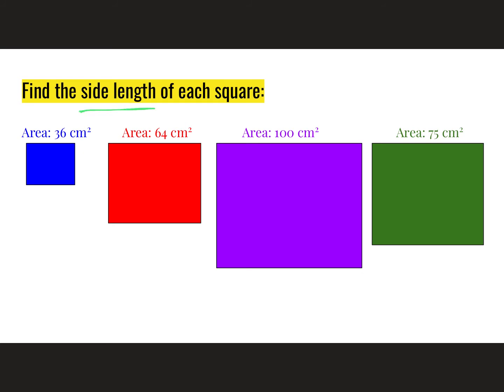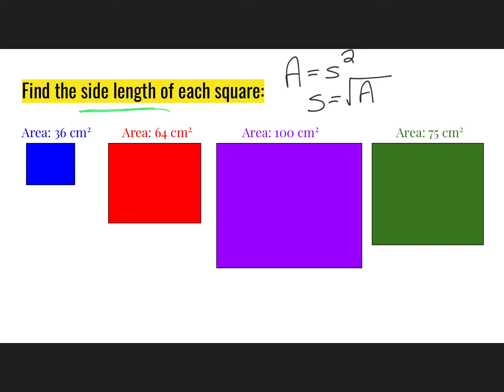So when we were finding the area, all we did was we said the area equals my side length squared. The opposite of squaring something is called taking its square root. So my side length is equal to the square root of the area. Okay, so you notice that is the symbol for square root. It looks sort of like your division symbol, but it isn't.